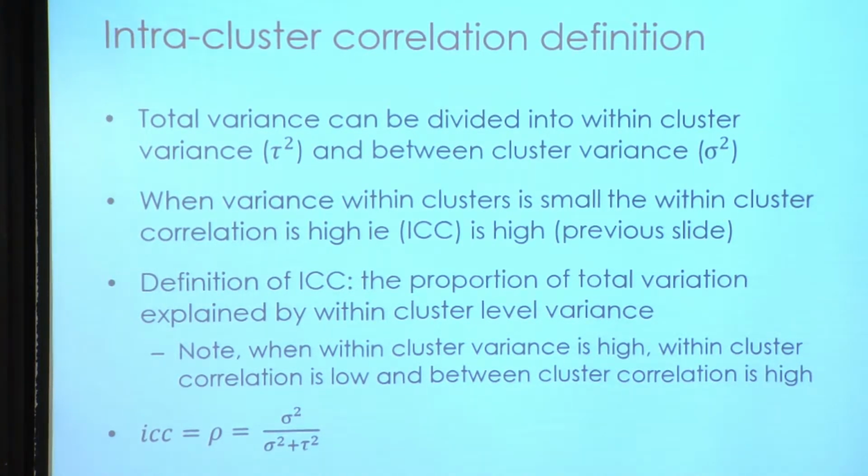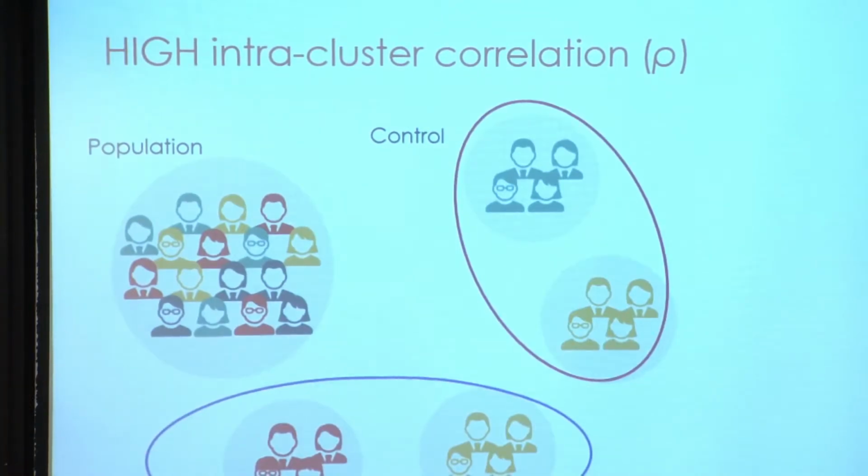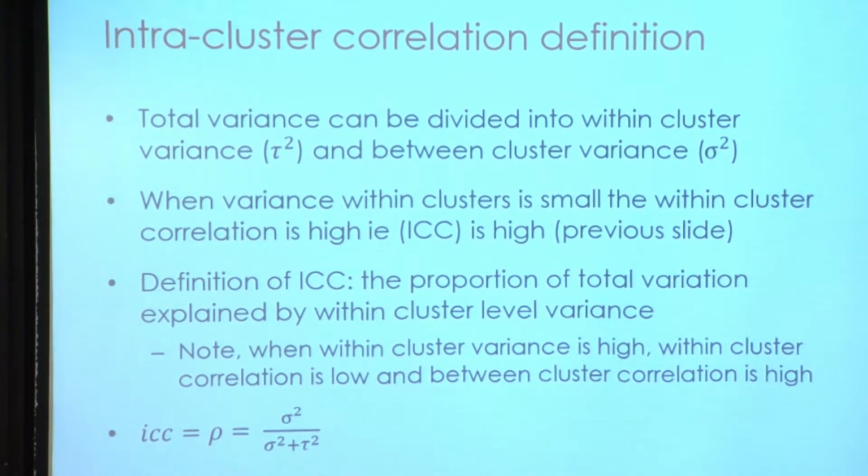When the variance within the cluster is small, the within cluster correlation is high, right? Variance and correlation are kind of the opposite of each other. And ICC is high, and that's what this looks like. So the definition of ICC is the proportion of total variance explained by within cluster variance.